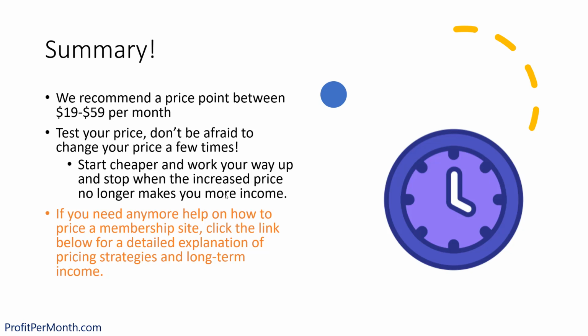So lastly, also test your price. Don't be afraid to change your price a few times. Start cheaper and then work your way up and stop when the increased price no longer makes you more income. That's how you find out your optimal price point, by starting cheaper and then working it up. So I would just start at 19 and then work it all the way up to 59 and see how that works out for you.